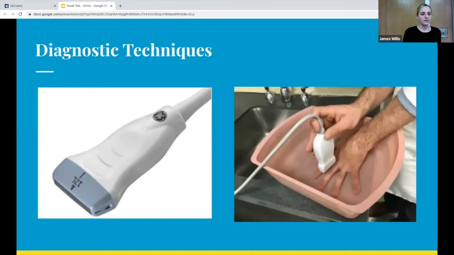So how do you do this? You're going to need your linear probe. This probe provides higher frequency, which allows good resolution for superficial structures. You're going to use a lot of gel for this as well, but an alternative is the water bath technique. Especially in the hands and the feet, where you can easily submerge in a small bin of water like this, it allows you to produce good quality images without having to press on the bone and cause pain for the patient, which could limit your exam.